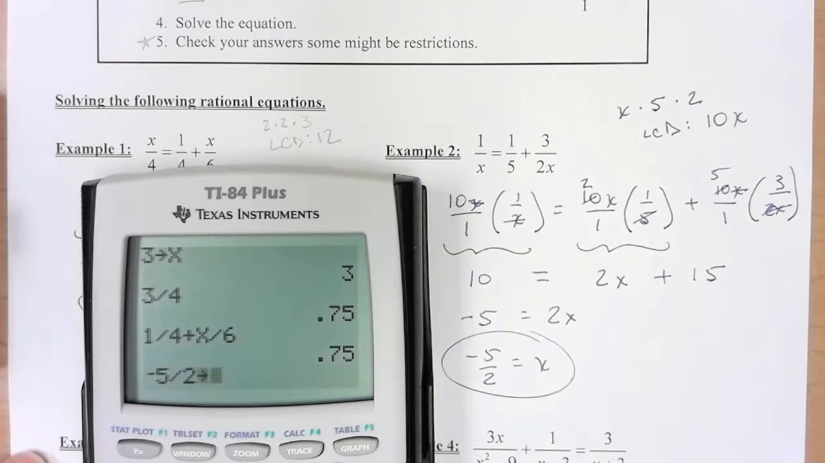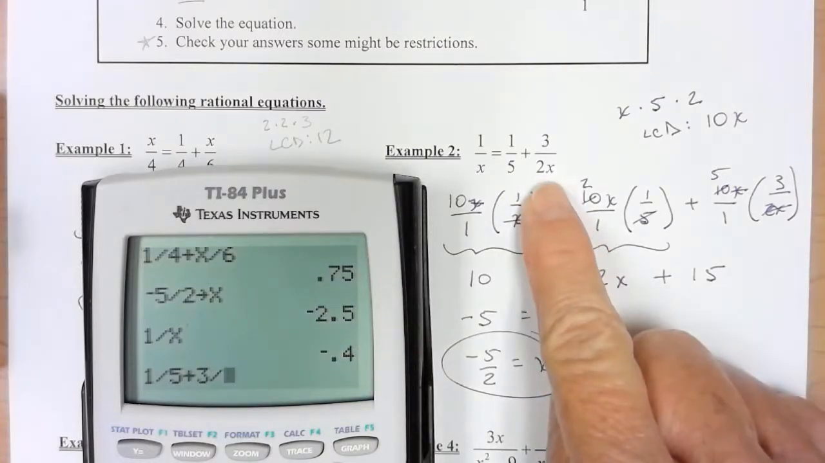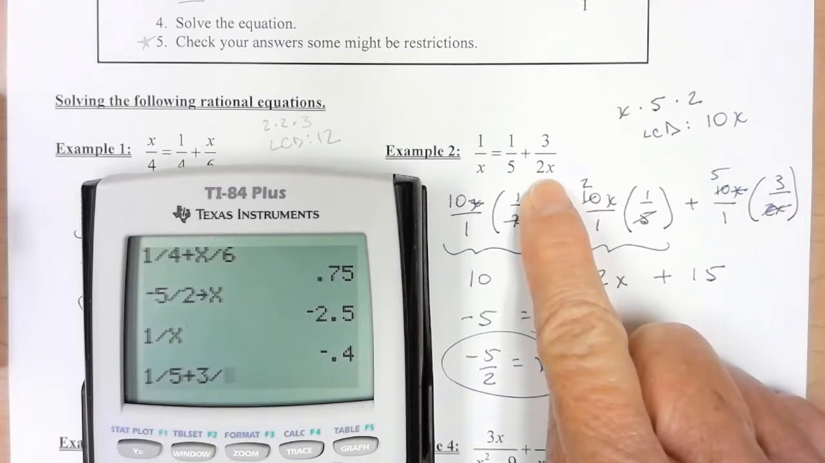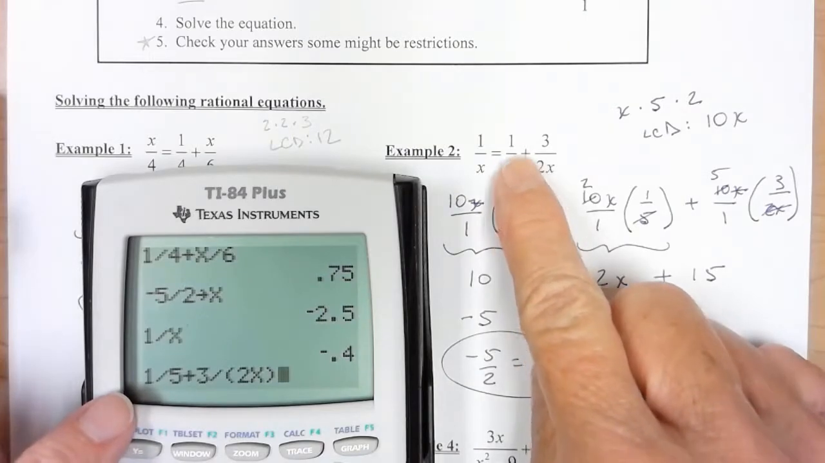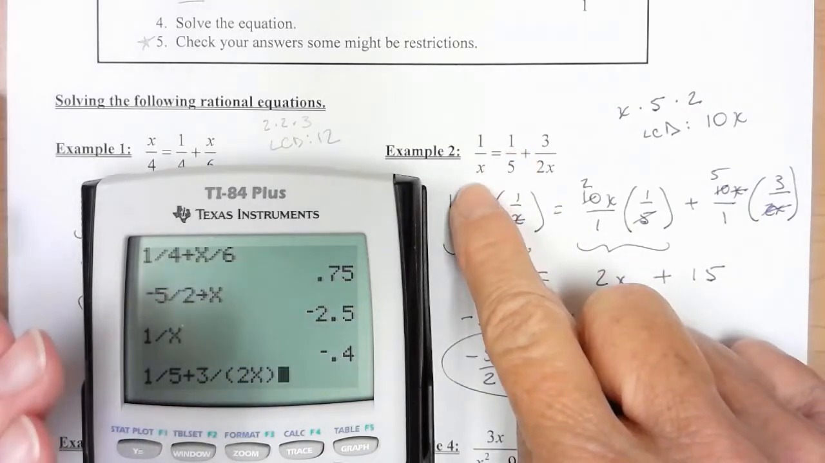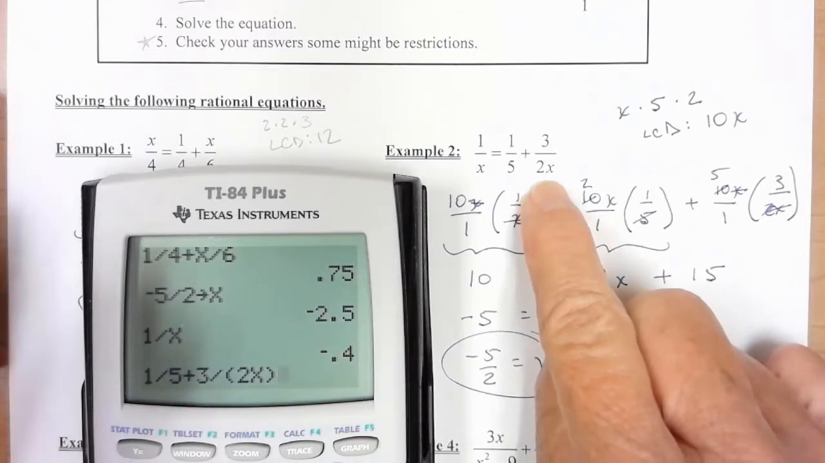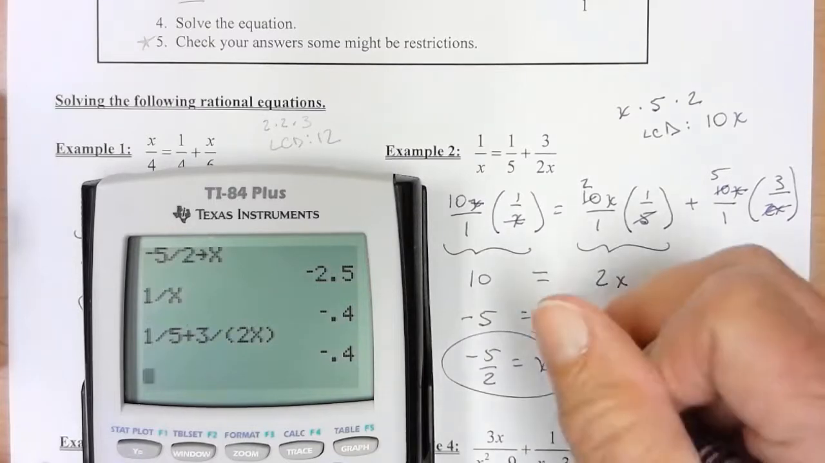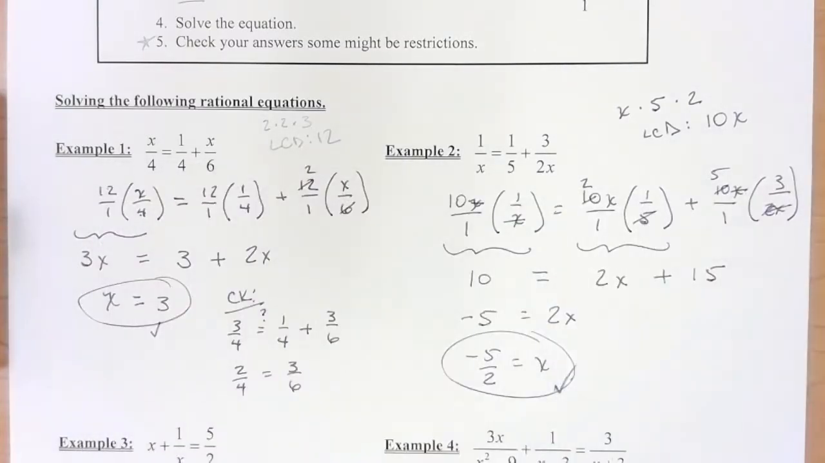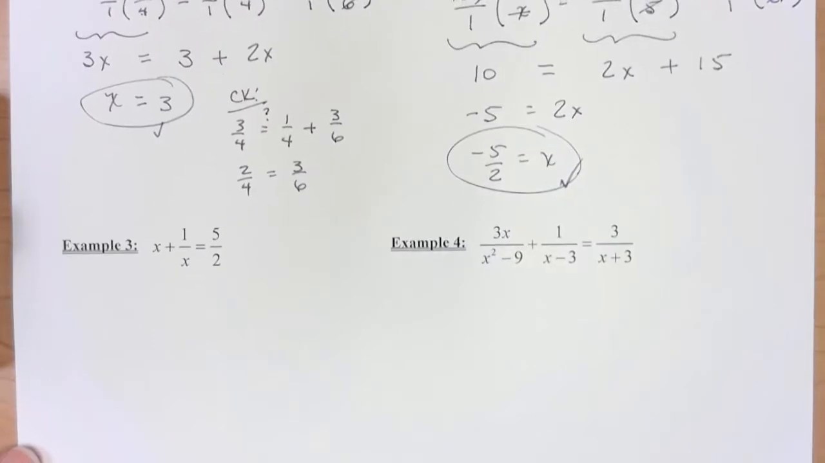-5 divided by 2, storing for x, enter. Go back to the original. 1 divided by x, 1 divided by 5, plus 3 divided by, now in this situation, I do need to put that in parentheses. The only time you really do not need parentheses is if you have a single number, single letter. But if there's any type of multiplication, then you do need that. So let's see if we come up with a negative 0.4, and we do. So that one works. 2 more for this video.